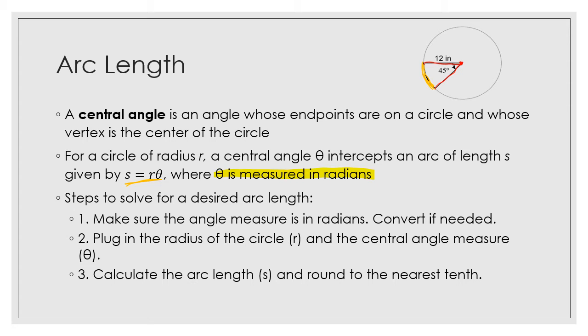Then what you need to do is go ahead and plug in the radius of your circle and the central angle measure. Again, make sure it's in radians. And then with your formula, that will give you your arc length. And instead of leaving it as an exact answer with pi, what we're going to do is take it one step further and multiply that out times pi, and then we will be rounding that number to the nearest tenth.